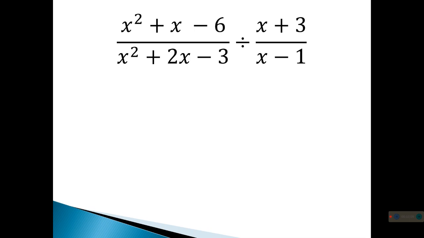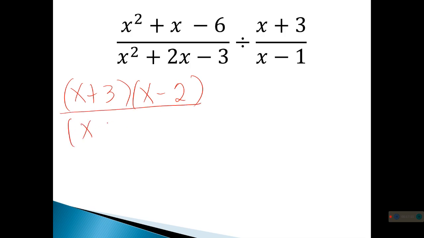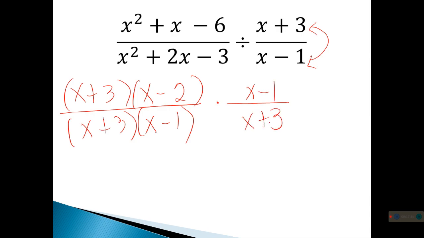Okay. Next, let us have x squared plus x minus 6. So you have to factor this out. Yes, your factors should be x plus 3 times x minus 2, all over, yes, you will have here x plus 3 times x minus 1. Then, change the division sign to a multiplication sign and flip the second fraction. So, you will have here x minus 1 over x plus 3.